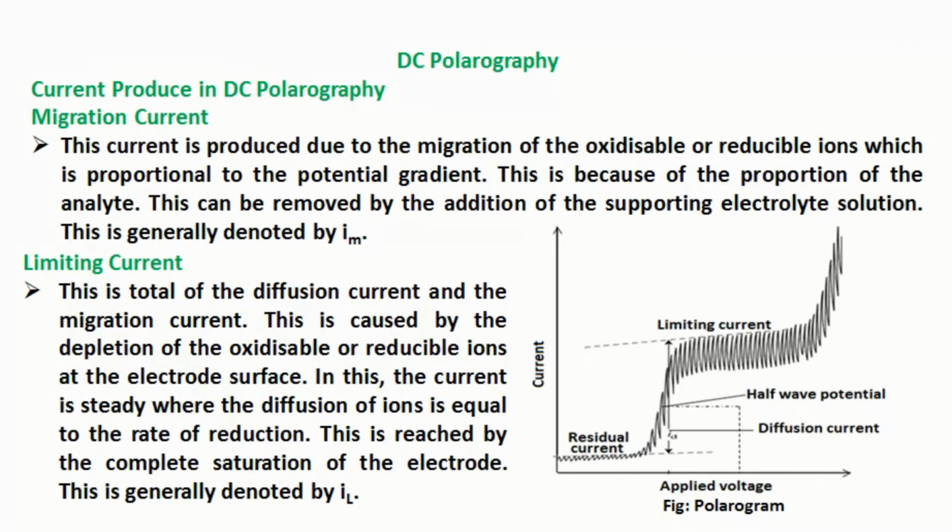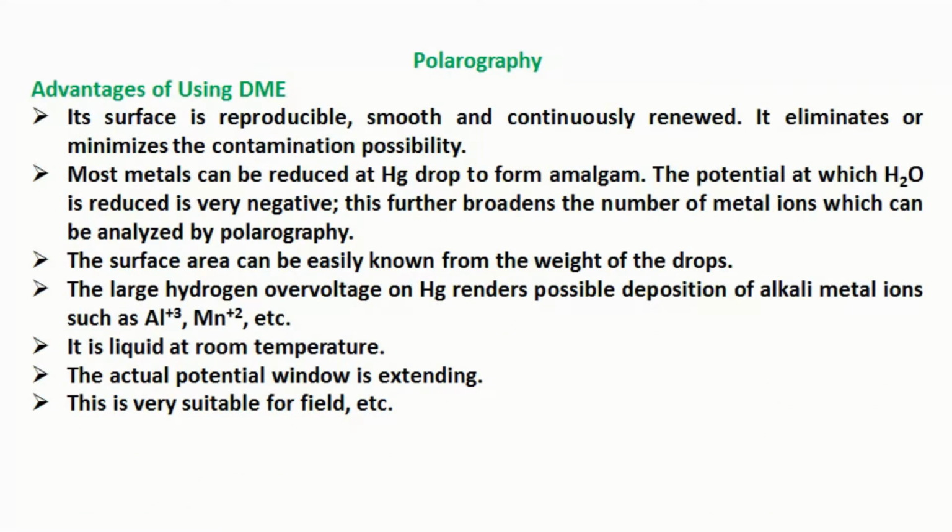Limiting current. This is the total of the diffusion current and the migration current. This is caused by the depletion of the oxidizable or reducible ions at the electrode surface. In this, the current is steady where the diffusion of ions is equal to the rate of reduction. This is reached by the complete saturation of the electrode, and is generally denoted by IL.